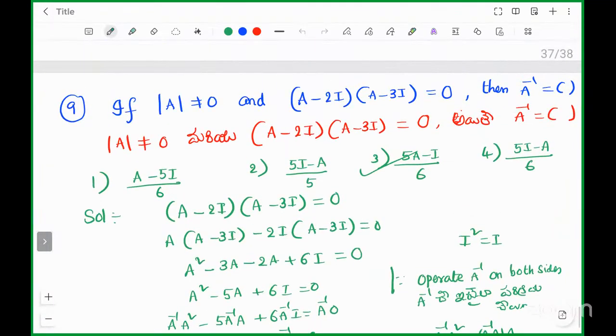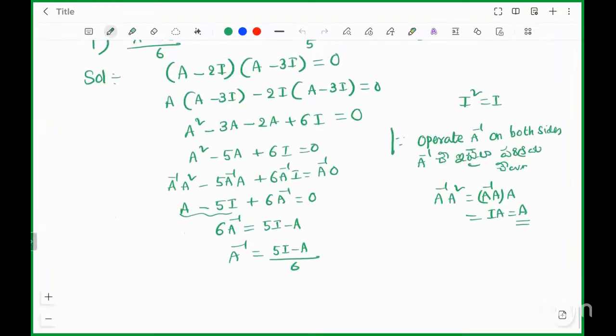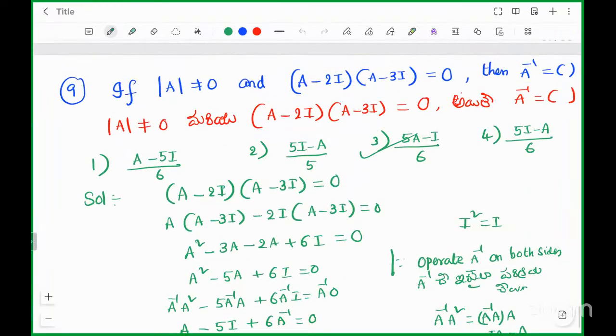So yesterday we have completed ninth problem. Right. So let us move to yet another problem now.